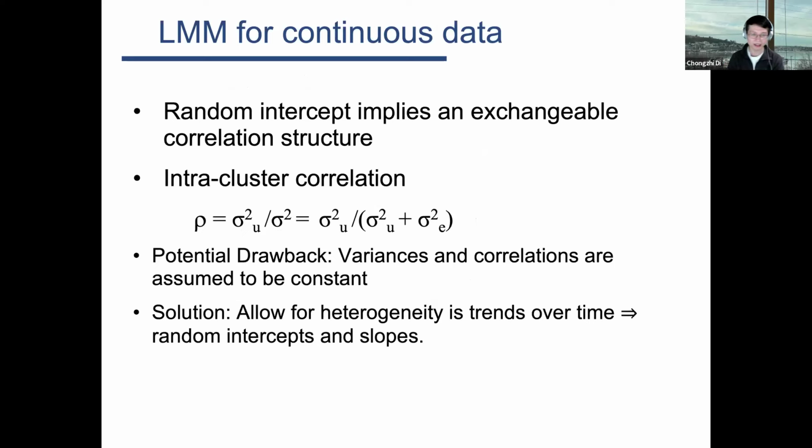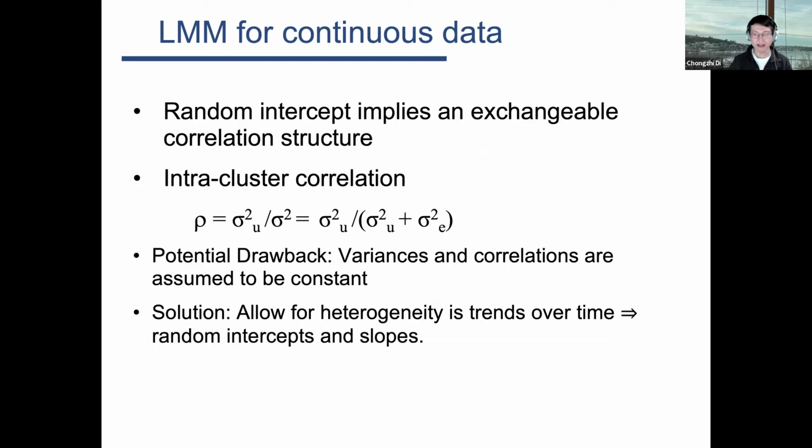So that means that the random intercept model actually implies a so-called exchangeable correlation structure. Exchangeable meaning it doesn't matter which two visits you take, they always have the same correlation. And in fact, you can calculate exactly how large this correlation is. It is called the intra-cluster correlation coefficient, or ICC. It can be calculated basically by sigma u squared divided by the total variance sigma square. Again, the total variance is really the sum of sigma u square and sigma e square, right?